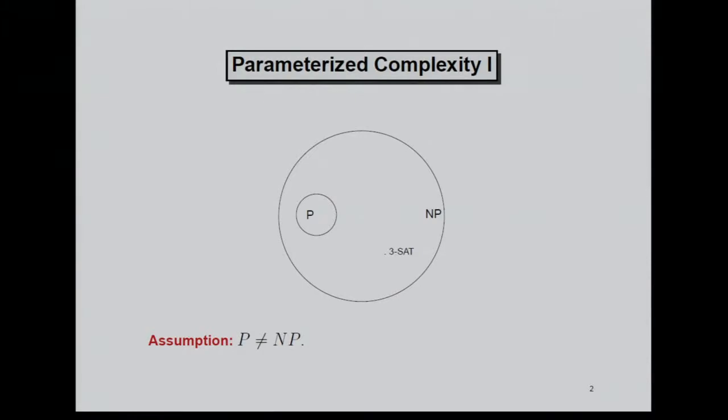So under the assumption that P is not equal to NP, you can see the picture like this. We have the class of all polynomial time algorithms. NP and 3-SAT lie somehow in the difference, and we can only claim that 3-SAT is not polynomially solvable. And what is nice about this workshop or this community is proving some better bounds.